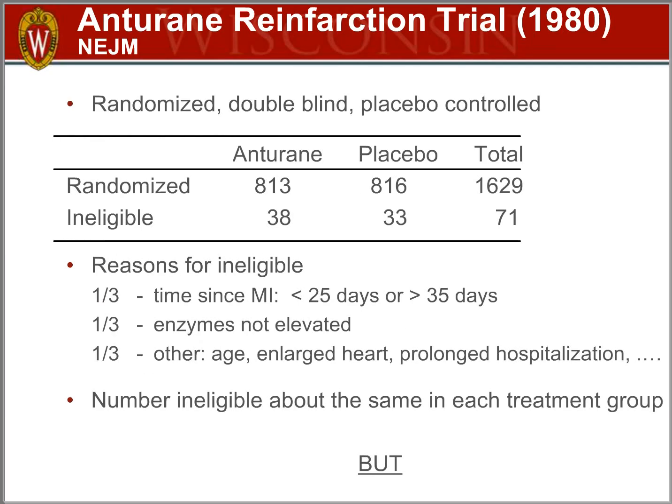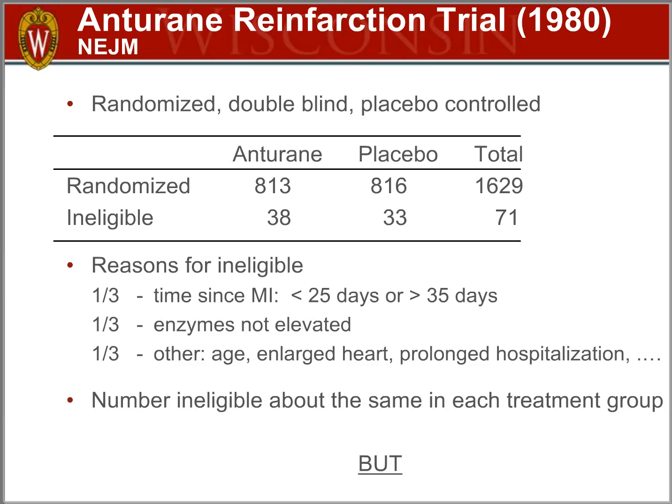This is a classic trial. The Anturan reinfarction trial was published in the New England Journal in 1980, and it sort of established, in some ways, the intent to treat principle as the principle that needed to be followed. This was a randomized, double-blind, placebo-controlled trial comparing Anturan versus placebo, Anturan being a product that reduces the ability of the blood to clot. 1,629 patients were randomized approximately equally in the two groups. After randomization, 71 patients were declared to be ineligible, 38 versus 33.